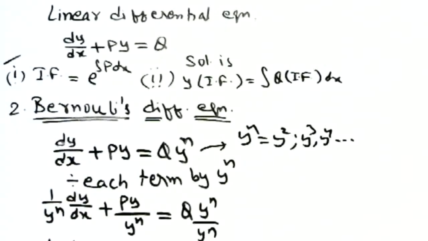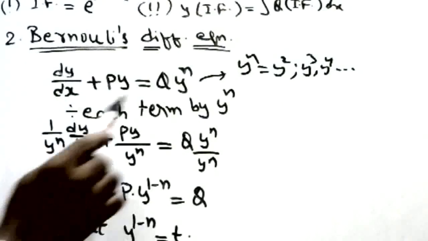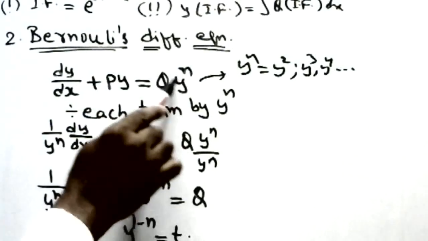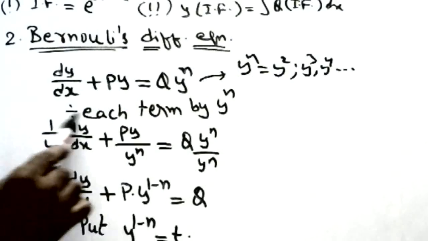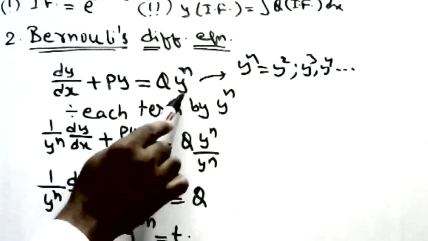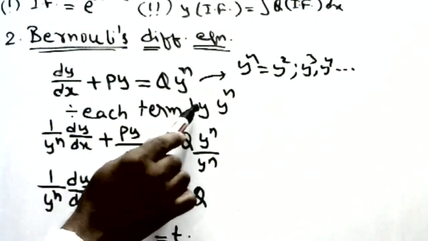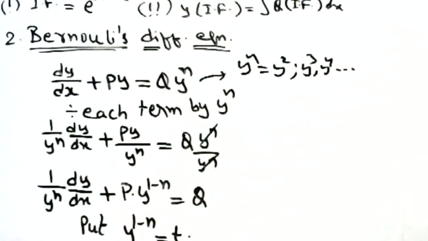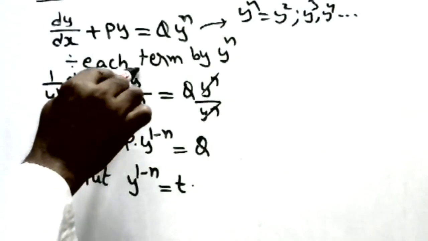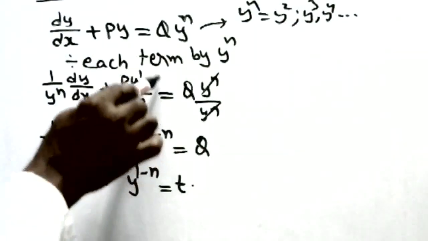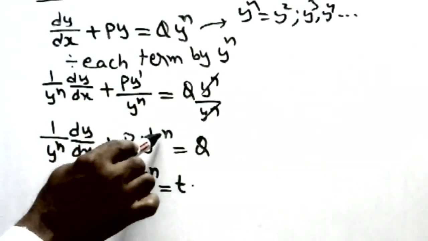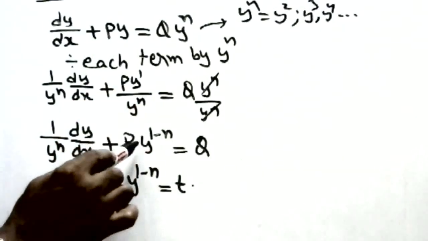There are 2-3 steps in the method for this. The first step is to take out this y power n, so divide each term by y power n. This is the method. When we divide by y power n, this will get cancelled. And here this is y power 1; if we bring this to the numerator, it will be y power 1 minus n.